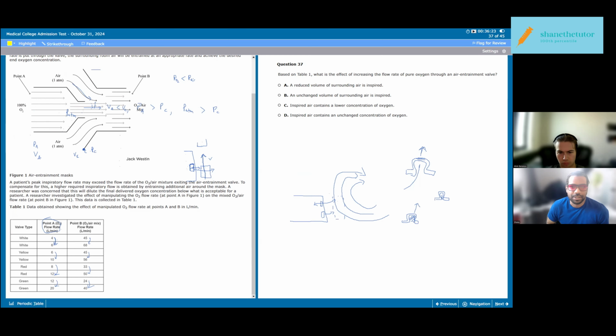So that would work if it's at a higher volume of surrounding air. And then let's look at B, an unchanged volume of surrounding air. What do you think about that? Probably wrong. Yeah, we just discussed it'd be higher. Exactly. So A and B are out. Then C, inspired air contains a lower concentration of oxygen.